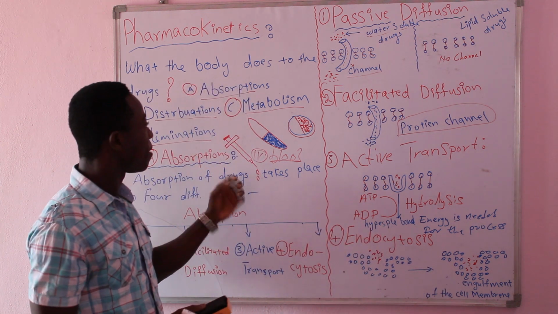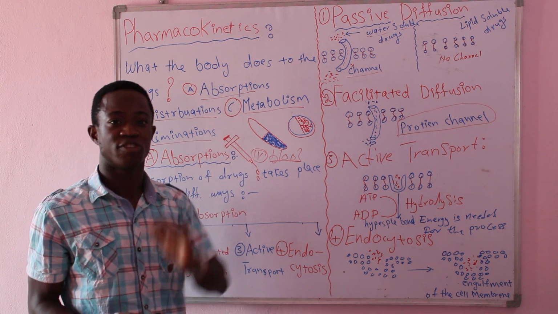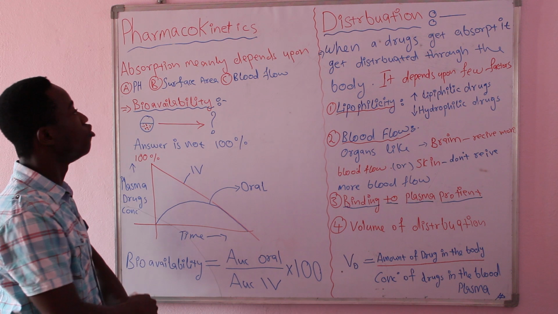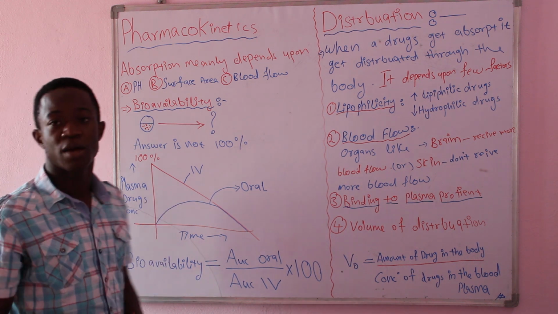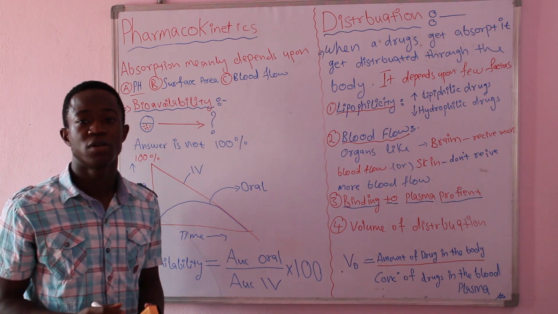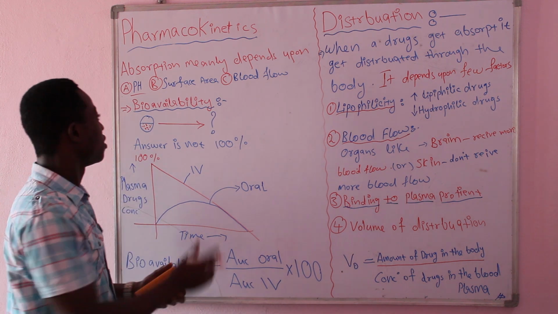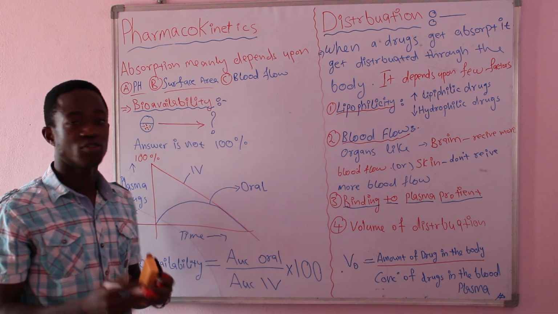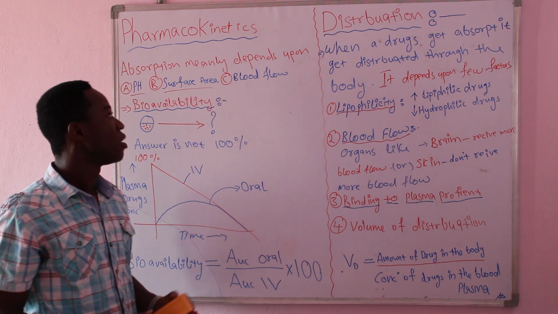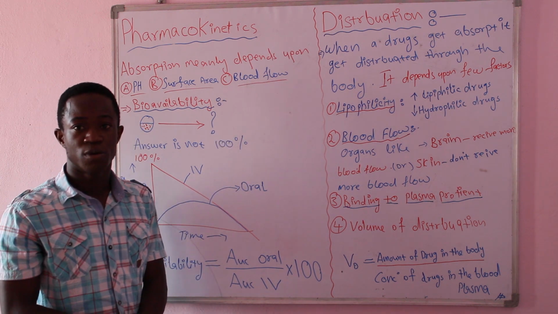So these are the four major ways that drugs can be absorbed. The absorption of drugs mainly depends upon a few factors, like pH. It depends upon the pH factors, the acid-base balance. That is one factor. The surface area. It also depends upon the surface area. The absorption into the blood also depends upon the blood flow.